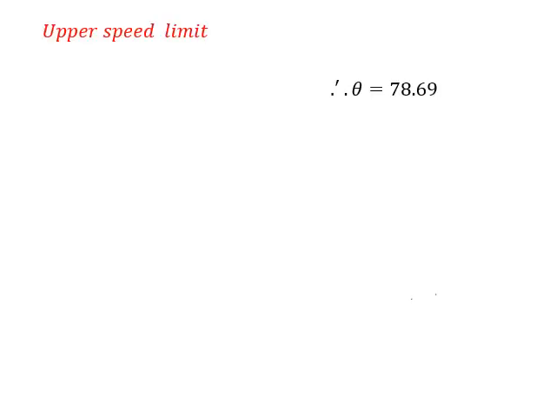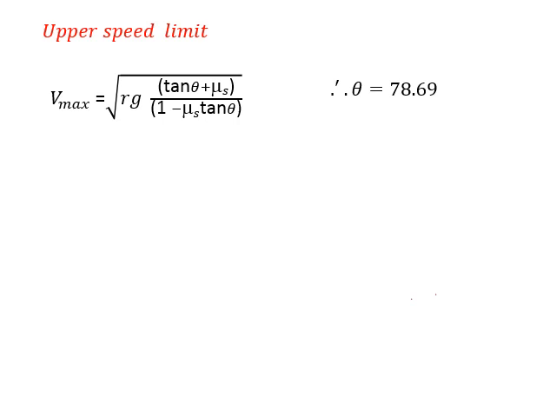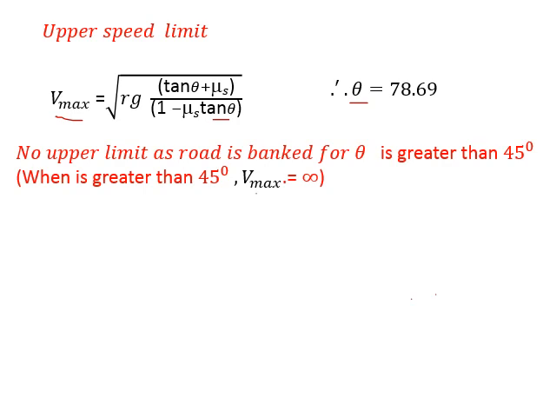Next part, upper speed limit, that is maximum speed. We have the formula for this maximum speed under root as shown. Now in this case, we have the value of theta, which is 78.69 degree. And here, if this theta is more than 45, then this denominator will be 0. And when this denominator is 0, what about V maximum? What do you say? If the denominator is 0, then this V maximum must be infinity.